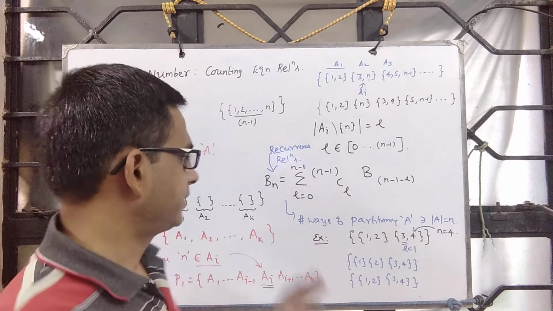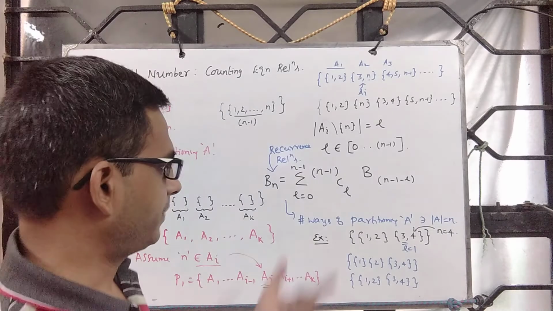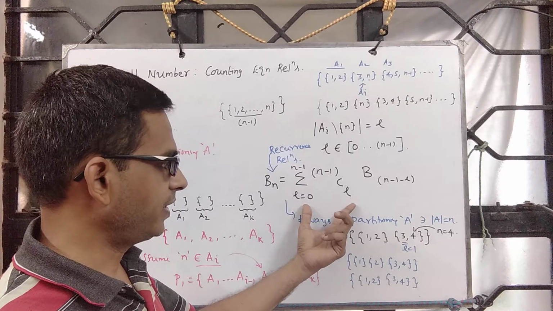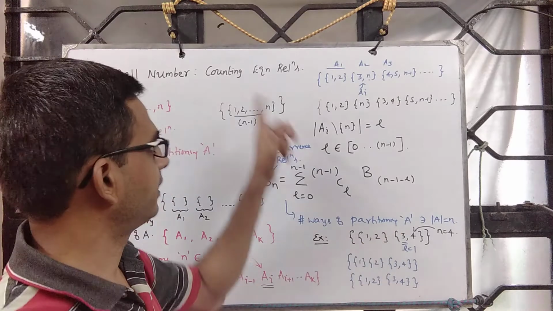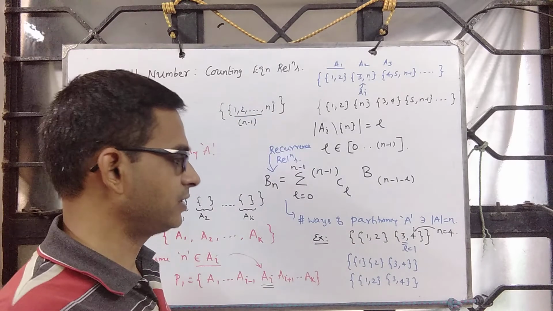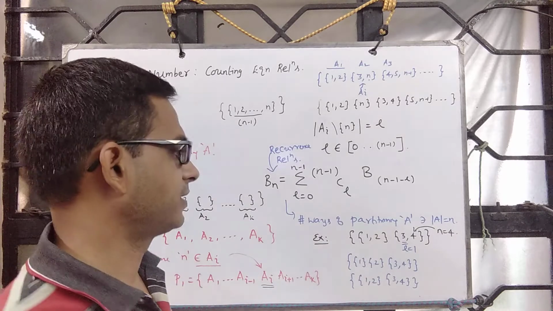Fine. This is precisely the Bell number, which represents the number of different ways of partitioning A, equivalently, the number of different equivalence relations, or the number of ways of listing all possible equivalence classes.